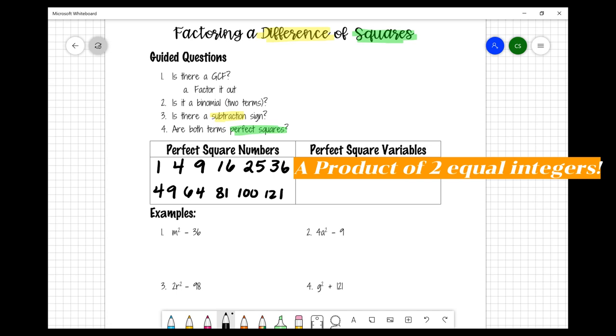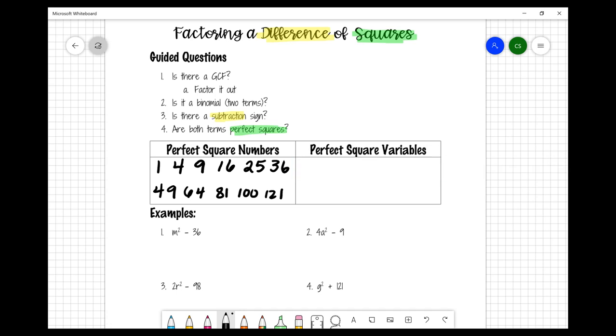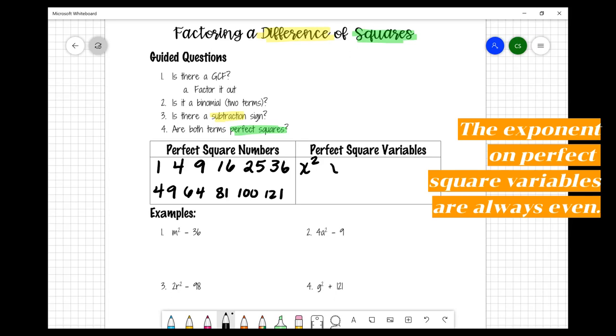Well, you know we work with variables too. So how do we know if a variable is a perfect square? So let's talk about some perfect square variables. X squared, x to the fourth, x to the sixth, x to the eighth, x to the 10th, x to the 12th. What do you notice about all of these exponents? They're even. So that's how you know if a variable is a perfect square, if it has an even exponent.